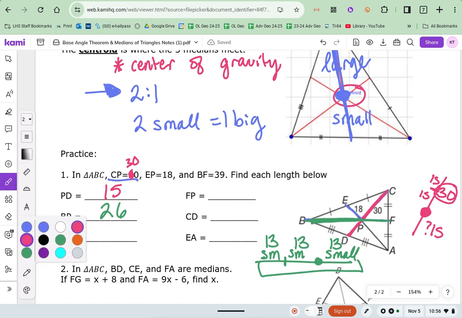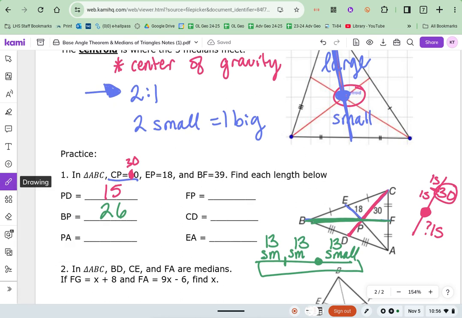So if we do one more together, then I'll let you try some. So PA, that's right here. We have that EP is 18. So PA, that's the larger section on the side of the centroid, and so that's going to be double the smaller section. So 18 times 2 would give you 36.